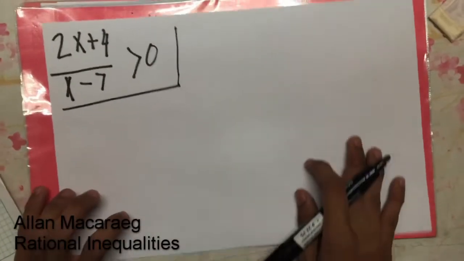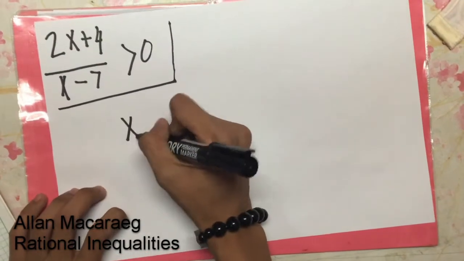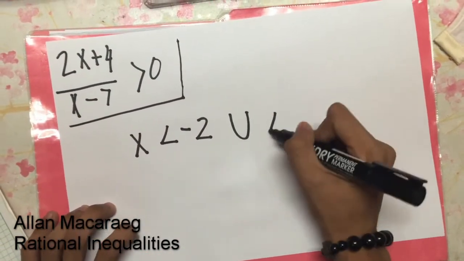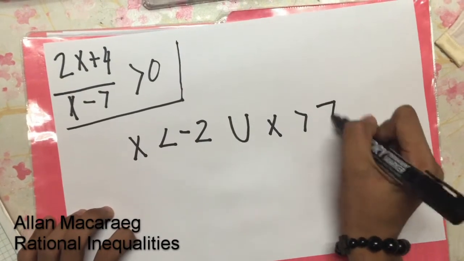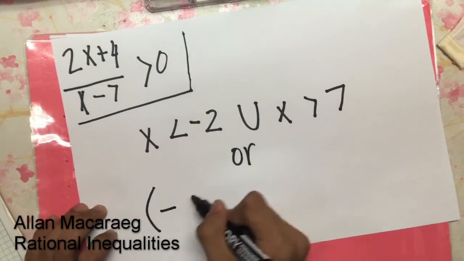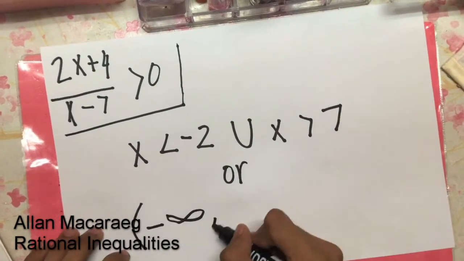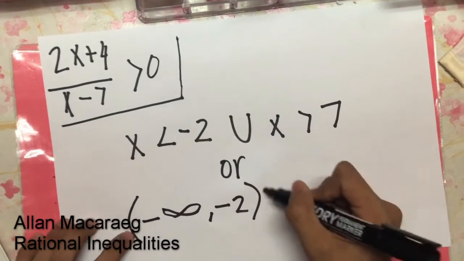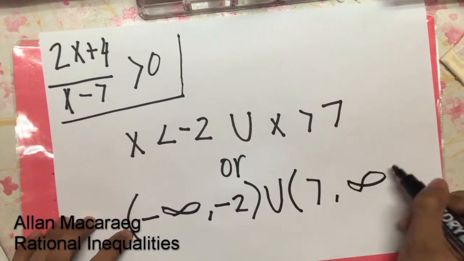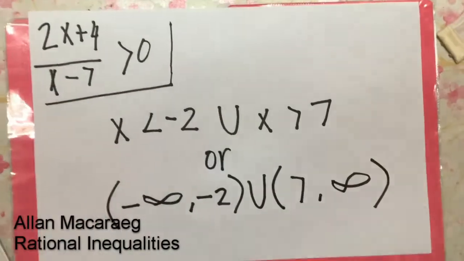So the final solution is x less than negative 2 or x greater than 7, or negative infinity to negative 2 or 7 to positive infinity. That's all.